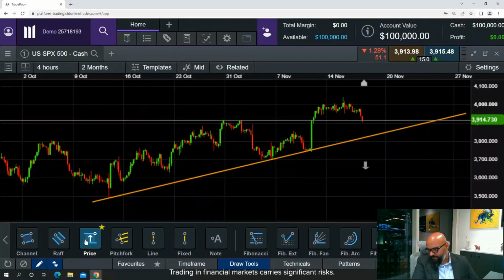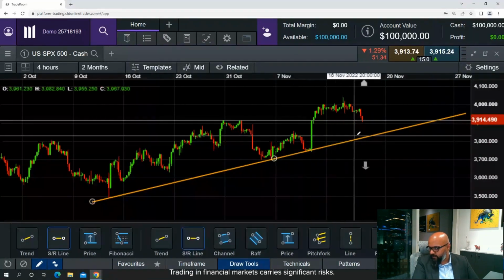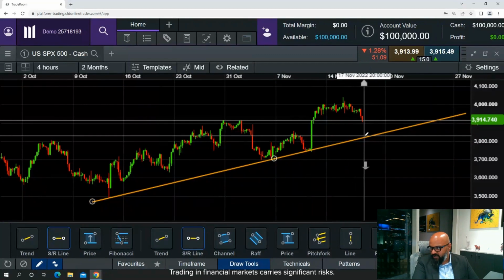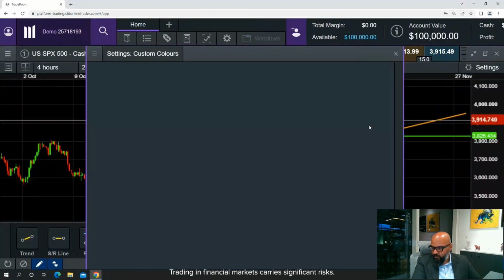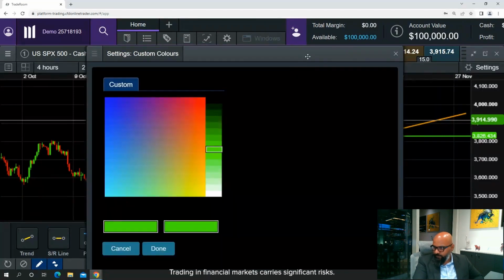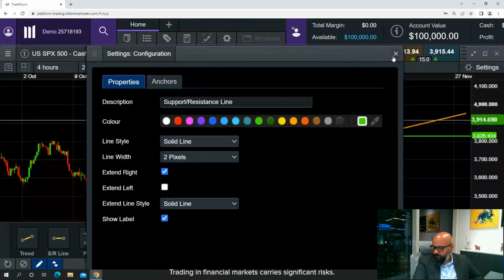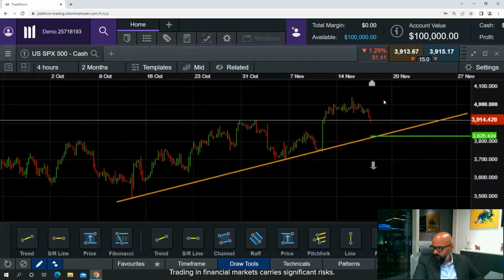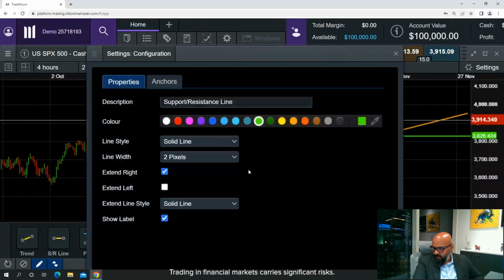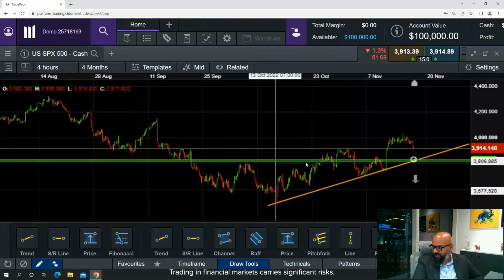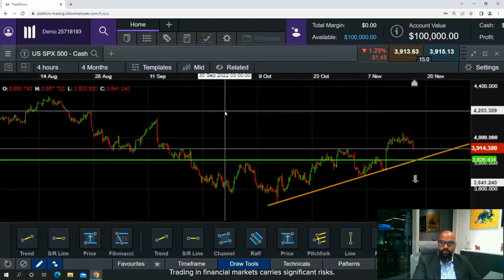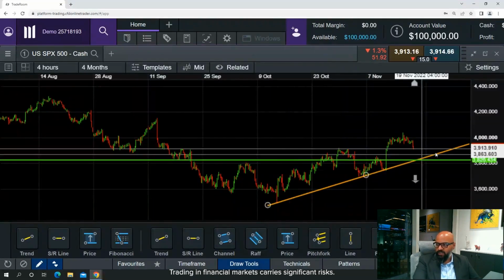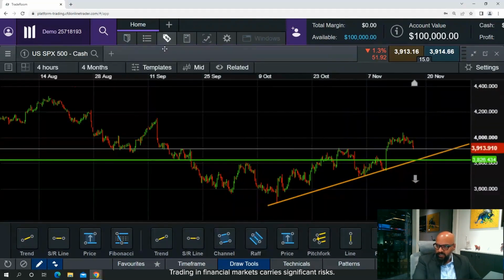Now I can always use my horizontal lines. Okay, I will extend this, sorry, extend left. Okay, now my line has gone back. Now let's see if this particular point where both the lines, my horizontal as well as my trend lines, coincides, if there is a good support.